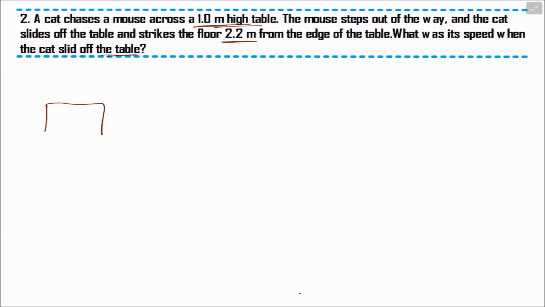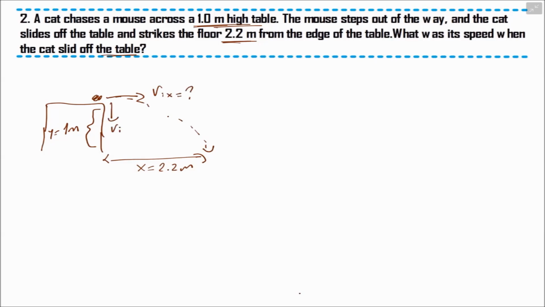So let's say this is the table, and the height of the table is 1 meter, and let's say this is the cat, and it will move like this, and its distance from the edge of the table is 2.2 meters. So x is 2.2 meters, and y is 1 meter. And it's asking what is the v initial x. And the v initial y at the first is 0.